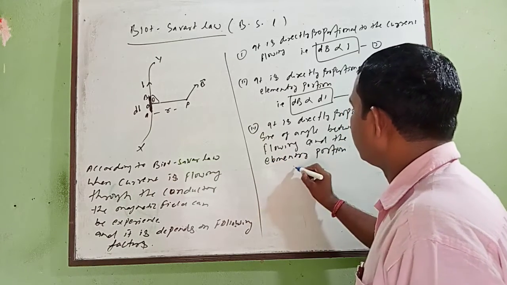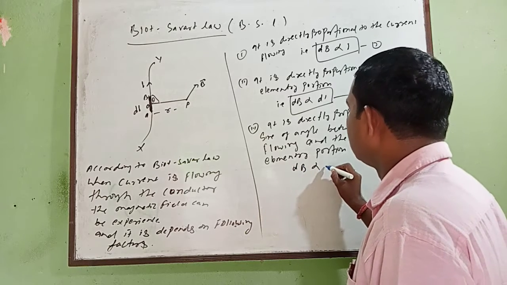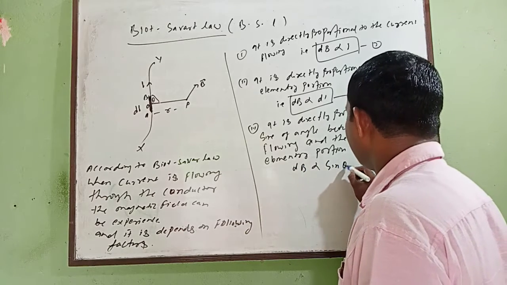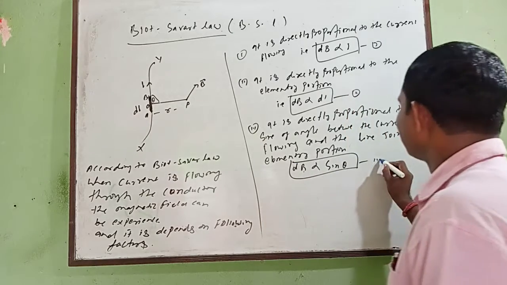Okay, very good. That means dB is directly proportional to sine theta. So this will be equation three.